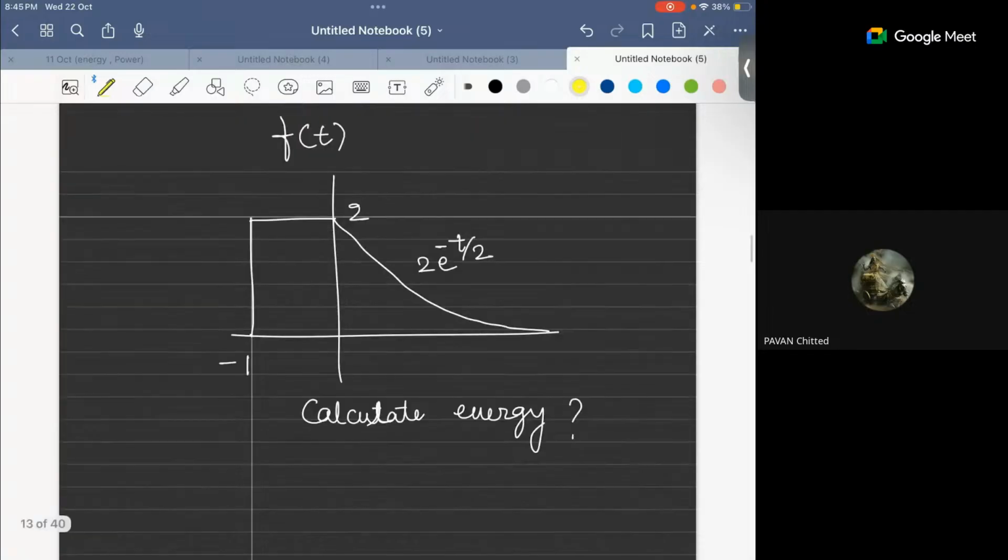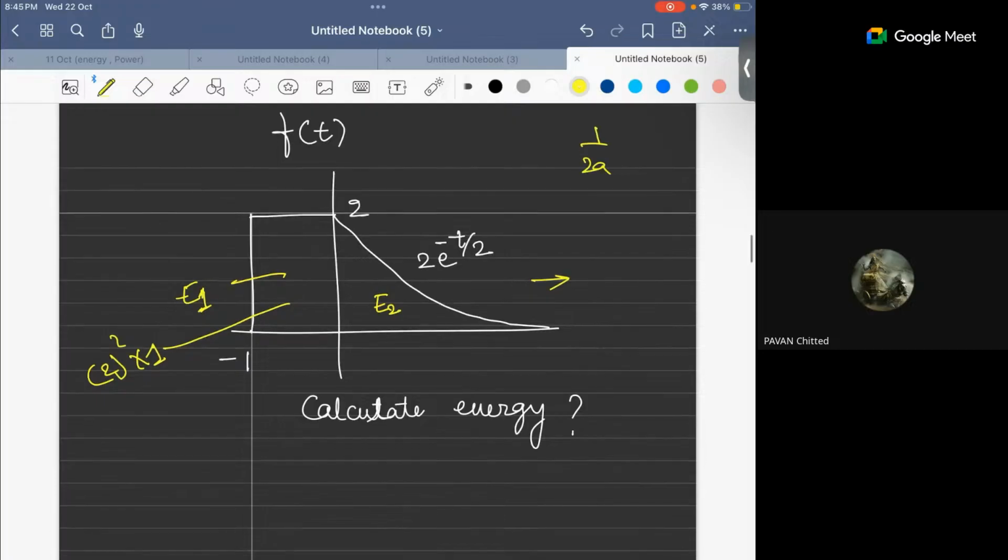Okay, how will you calculate the energy? You can just consider this E1 and this E2. Calculate the energy. For this signal it's very simple: 2 square times 1. What will be the energy here for this signal? I told you, 1 upon 2 is something, right? So here it will be 2 times 1 upon 2 times A. What is the value of A here? 1 upon 2. So it will be 2, right? So 4 plus 2, 6 joule, right?